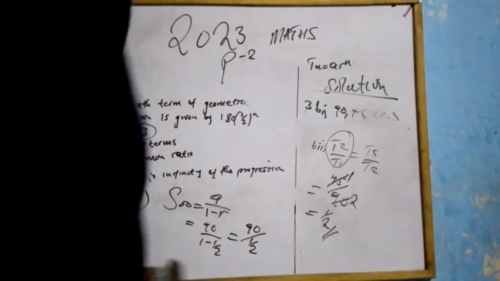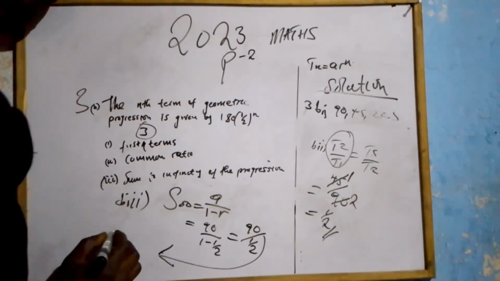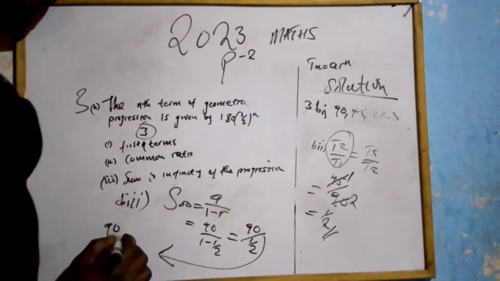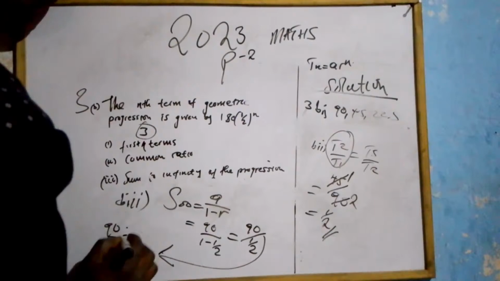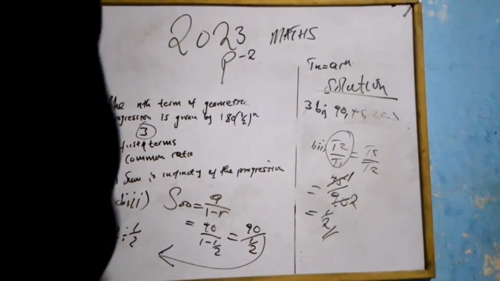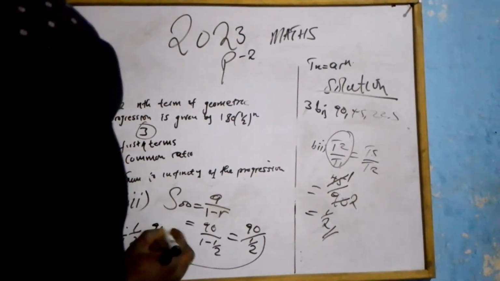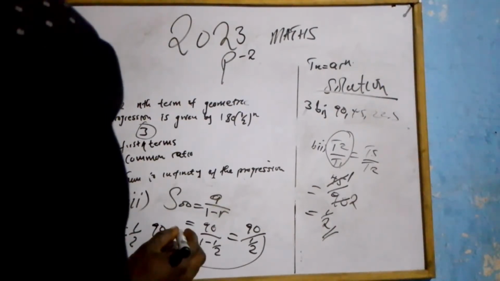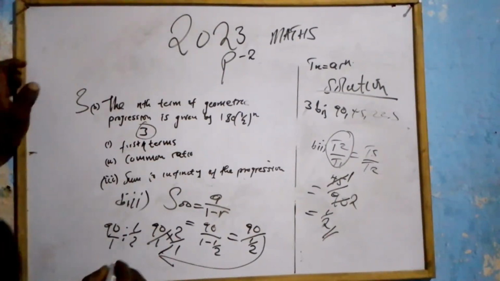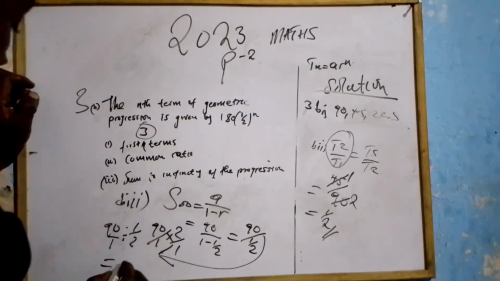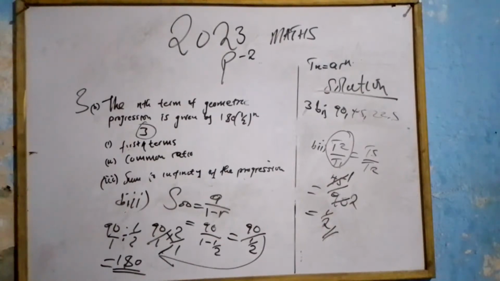So now we have 90 divided by half. It's more like 90 over 1 divided by half. When there is a division, you convert it into multiplication, so it will be 90 over 1 times 2 here. 90 times 2 is 180. So this is the sum to infinity.